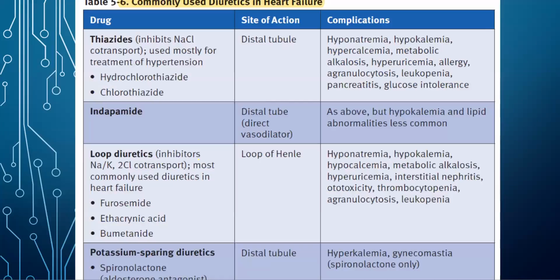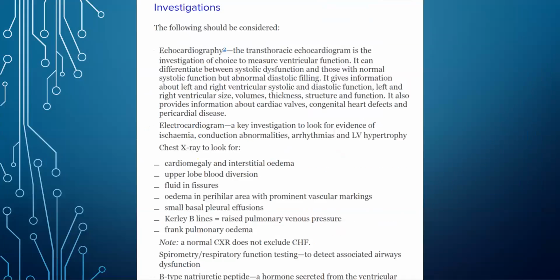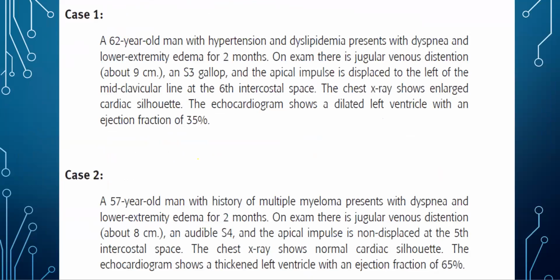And about the answers to the two questions. Case one, just by looking at the ejection fraction, now you can say that it's systolic heart failure. And now look at the ejection fraction of case two, that's 65, that's diastolic heart failure, okay?